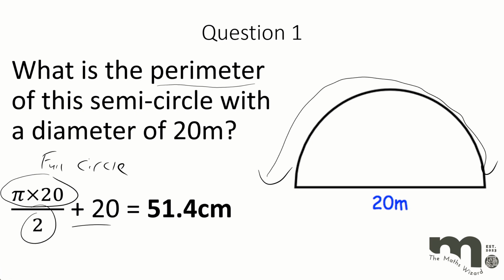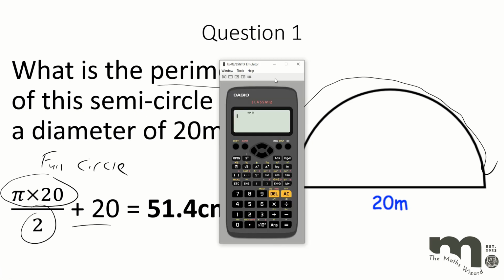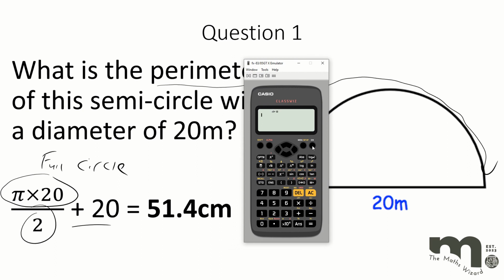And I'll show you, just so you can clarify, how to type this in on your calculator. So you press shift, your pi button is down here, pi times 20. It will always tell you in terms of pi first. Divide by 2, so it's 10 pi if you were doing it in terms of pi, then add on your 20, and there we can see the full length answer, but to one decimal place it would be 51.1.